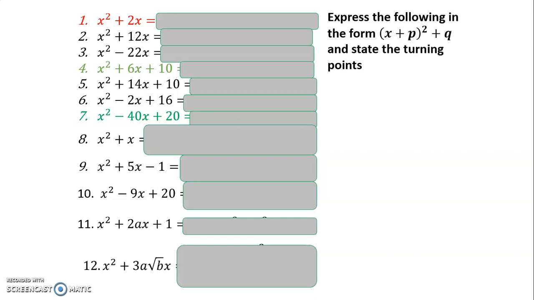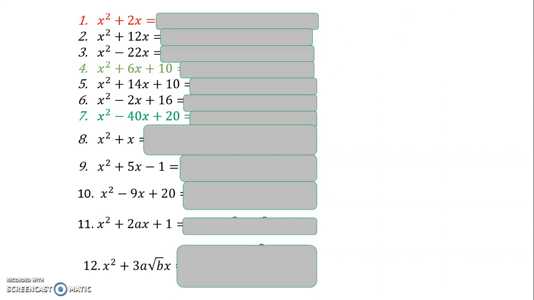Okay, so I'm going to run through the answers for these. So the first one, I should have x add 1 squared, subtract 1, and therefore the turning point will be -1, -1. So remember, this x coordinate has got the opposite sign of what's in the bracket, and the y coordinate has the same sign.